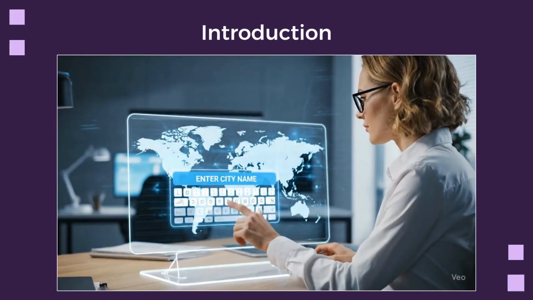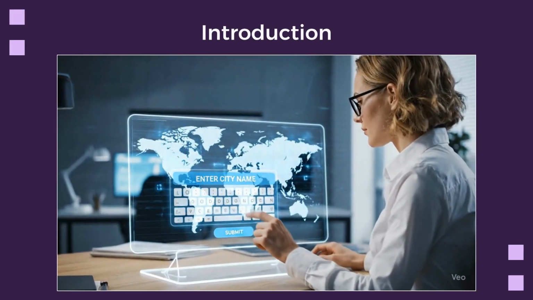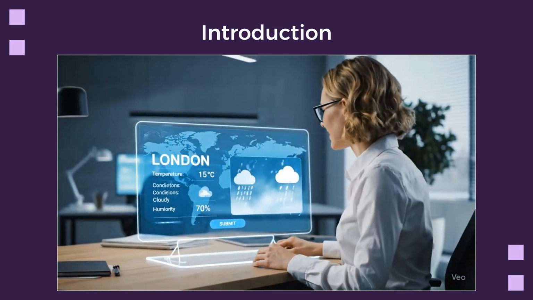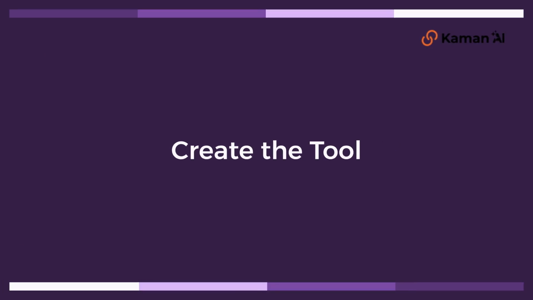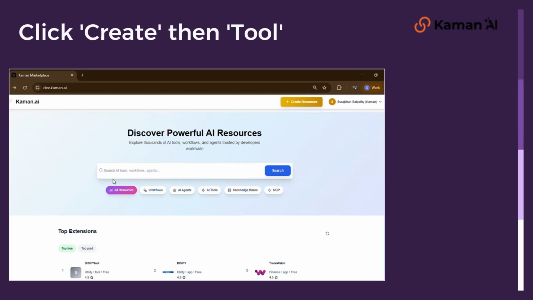With this tool, when a user provides a city name, it will return the current weather information for that city. First, let's start by creating the tool itself. To begin, click on the Create button and then select Tool from the options.